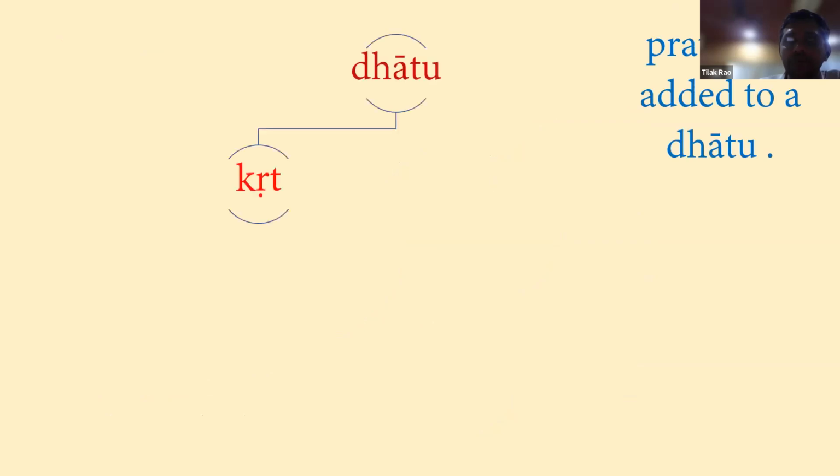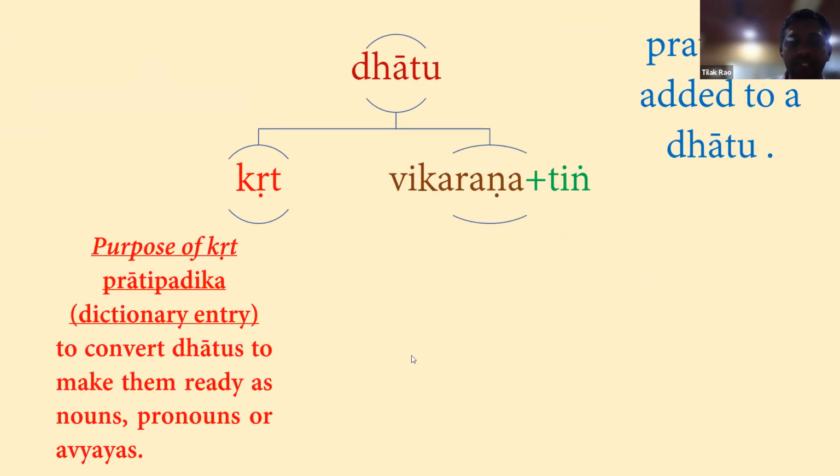So we saw some pratyayas are added to a dhatu. There are two main types of pratyayas which are added to a dhatu: one is krit, another is ting. By adding a krit pratyaya, we get pratipadikas, or the forms which we see in the dictionary. So by adding a krit pratyaya, we get pratipadikas or dictionary entries.